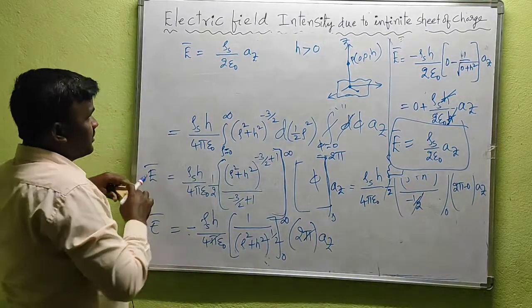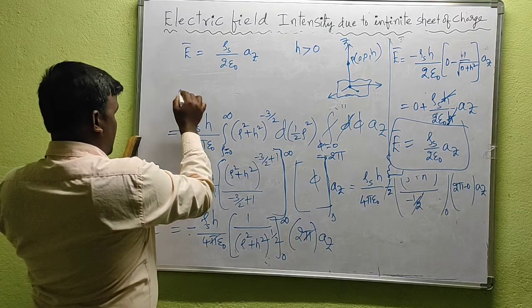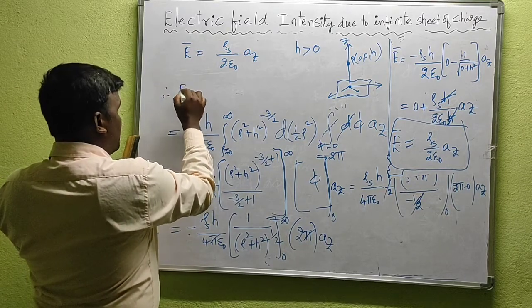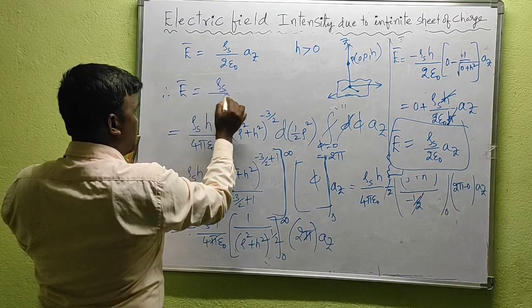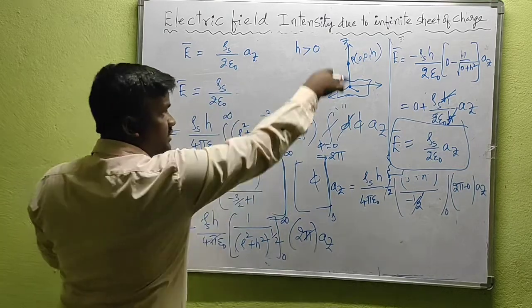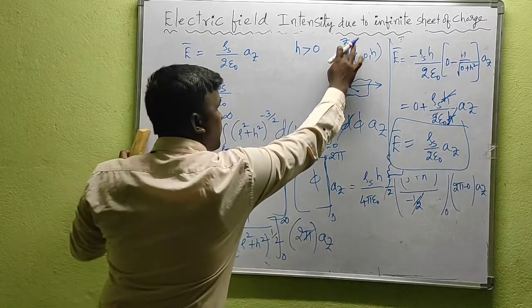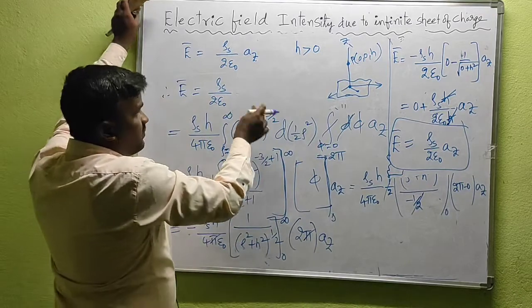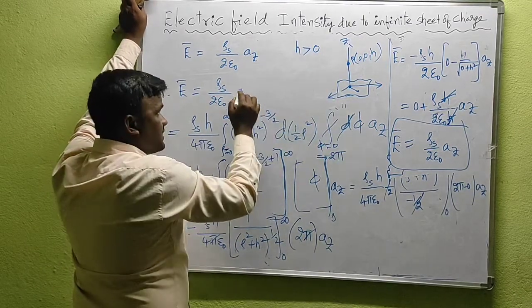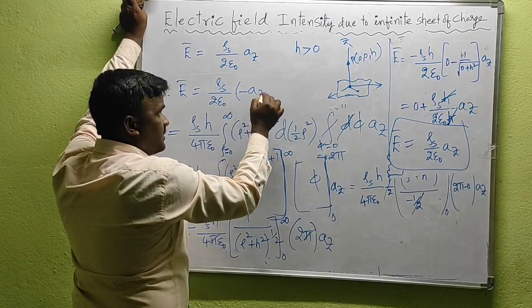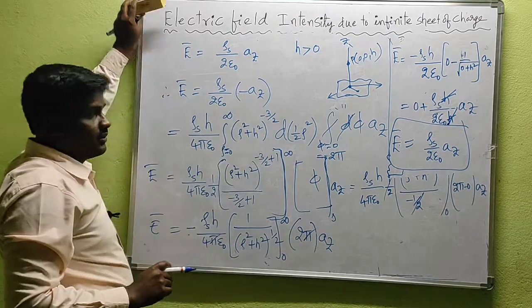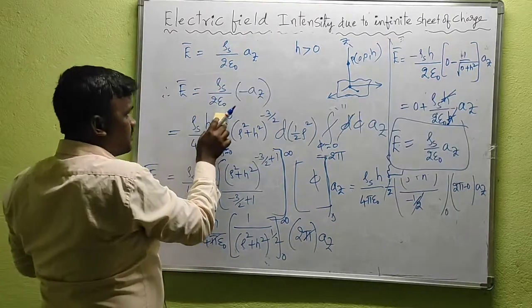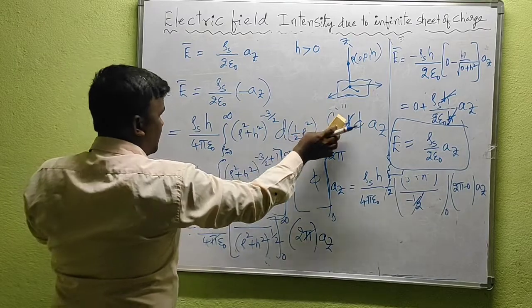If h is less than 0, in that case, E bar equal to rho s by 2 epsilon naught. H less than 0 means the downward direction, relative to the positive z axis. If the field point is along the negative z axis, then we need to take rho s by 2 epsilon naught into minus az.